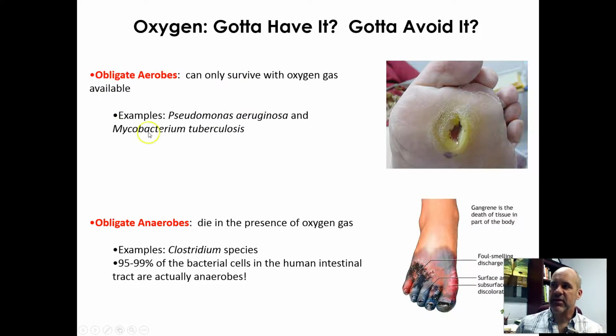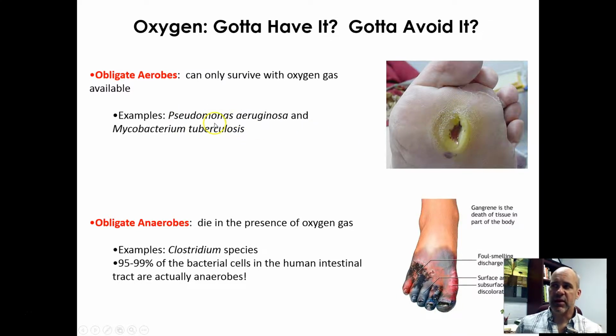A couple of pathogens associated with that are Pseudomonas aeruginosa and Mycobacterium tuberculosis. Those are both obligate aerobes. This is an image of an ulcer on the bottom of someone's foot, and this is probably a diabetic patient, and this is a Pseudomonas aeruginosa infection. One of the hallmarks of a Pseudomonas infection can be a greenish yellow pigment, a colored compound that's produced, and you can see that there around the wound.